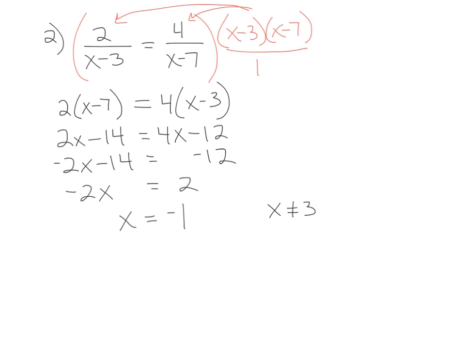And then when you look over here, this whole thing cannot equal 0. So this X can't be 7. 7 minus 7 would be 0. So X can't be 3 and X cannot be 7.